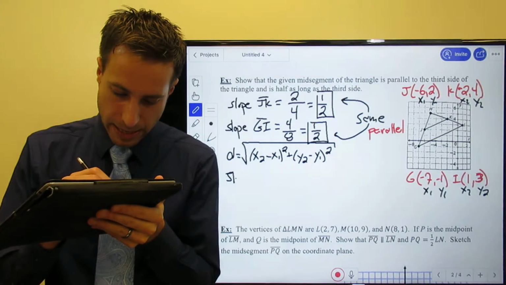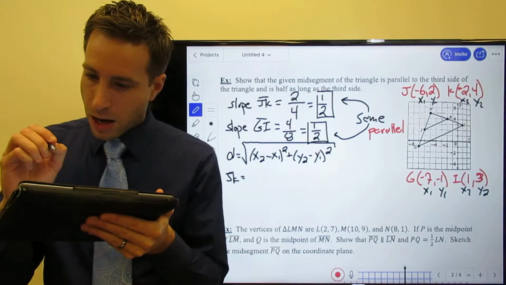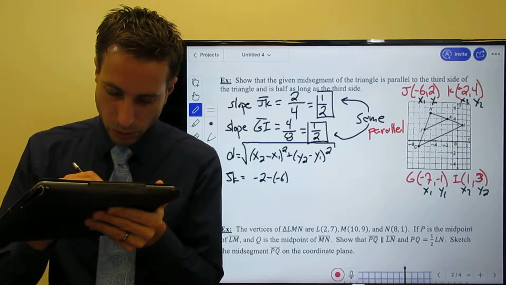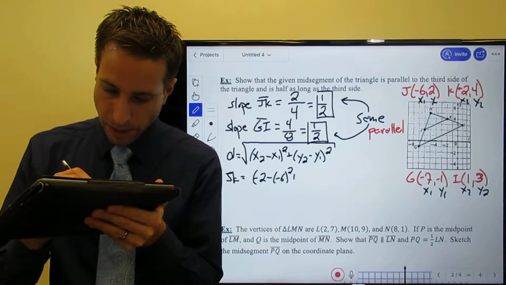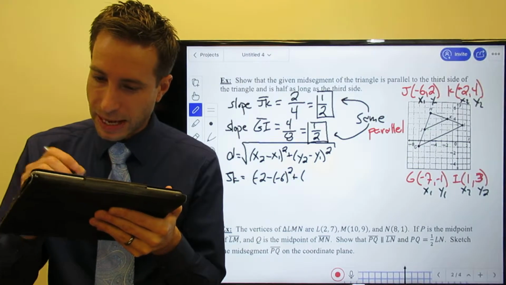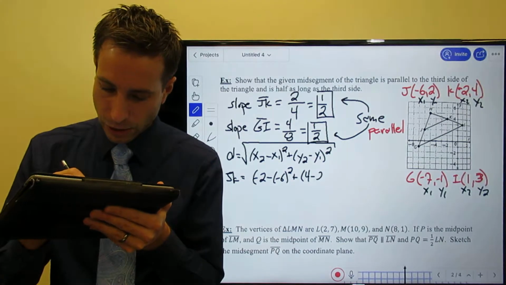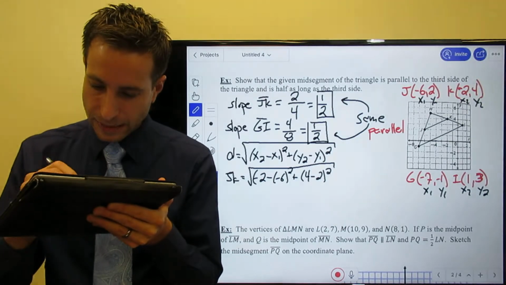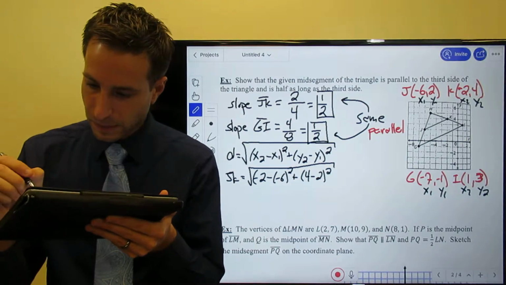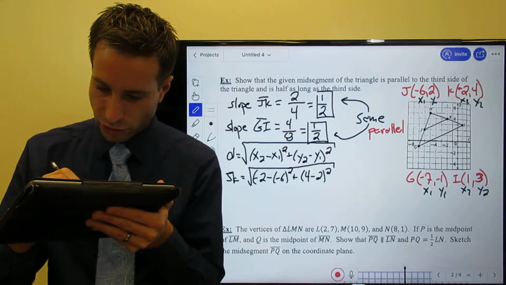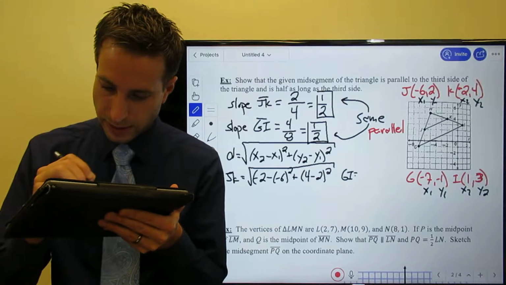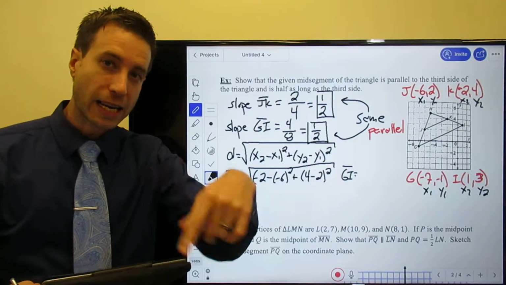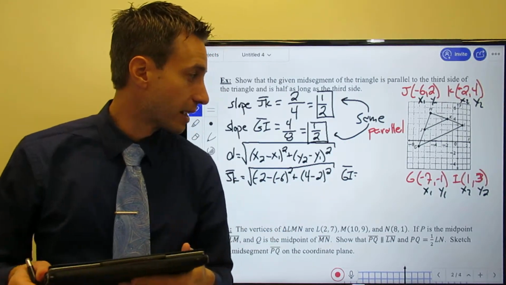So JK is going to be equal to, okay, it's going to be -2 minus -6, which we will square, plus 4 minus 2, which we will square, and take the square root of. GI, let's see, where can I squeeze GI in? I might be able to squeeze it in right here. So GI is going to be that segment, right, because we have to do it twice. I have to find the length of JK and the length of GI.